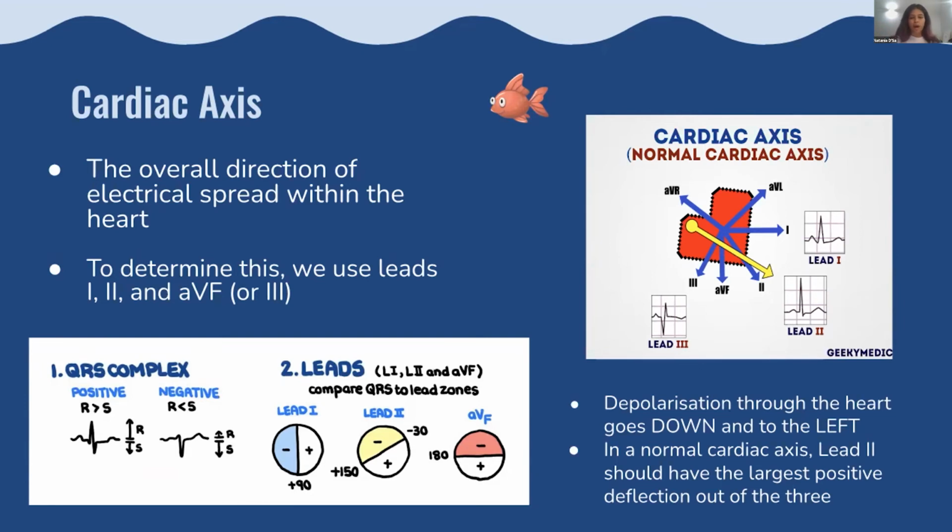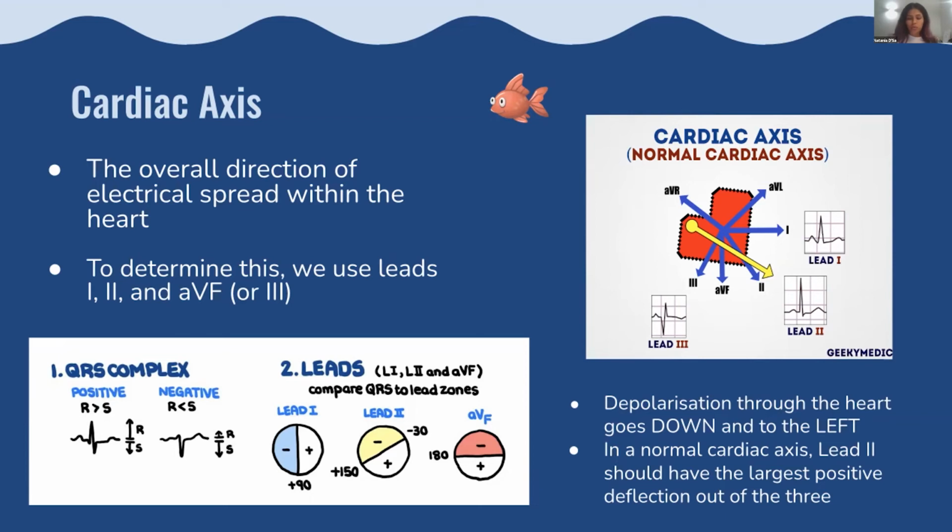So we are taught to use lead 1, lead 2, and AVF, but some people use lead 3, and that's what you can see in these diagrams here. So just follow along with what the Monash curriculum is teaching you. I just thought these diagrams were a good exemplar for us to see what they're talking about and picture it a little better. So as we said, depolarization goes downwards towards the left. So in a normal cardiac axis, lead 2 should have the largest positive deflection out of the 3.